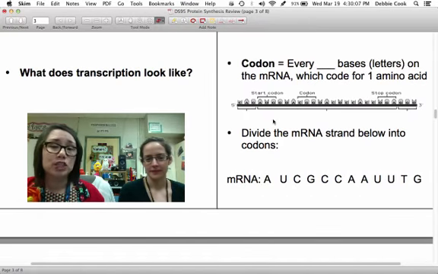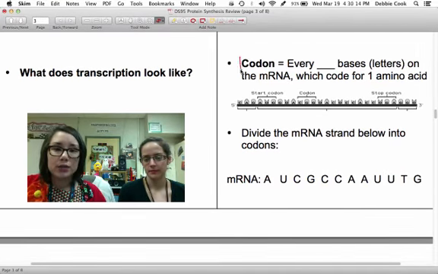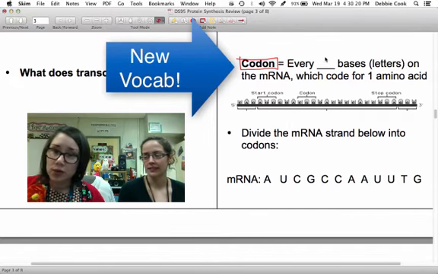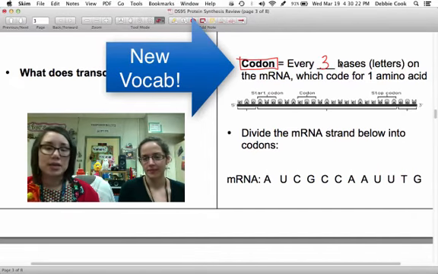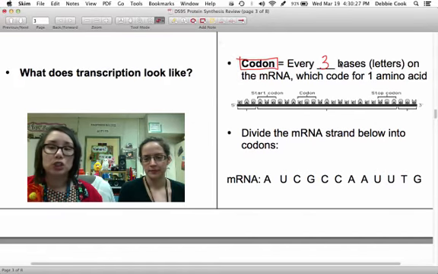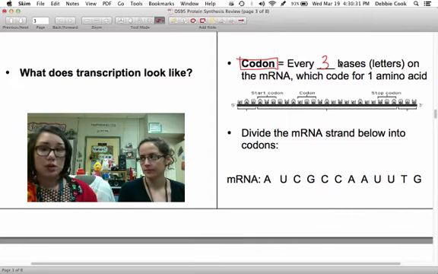For our next big question, we're trying to figure out what does transcription actually look like. And so we're going to need to talk about one brand new term. And what's our first brand new term that we're going to discuss? A codon. A codon. So a codon is every 3. Okay, so we're going to have every 3 bases, and a base is just one of the letters that we already talked about, on a messenger RNA, which codes for 1 amino acid. So it takes 3 letters to make 1 amino acid.